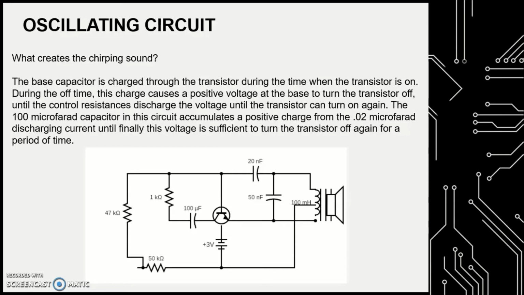So that's what creates our sound, is because we have the power flowing at a time, and then the transistor's turning it off again, and then it's turning it on again, and then turning it off again, creating that chirping sound. Because there's not a constant beep that we hear, we know it's an oscillating circuit like this, and this is how it works.